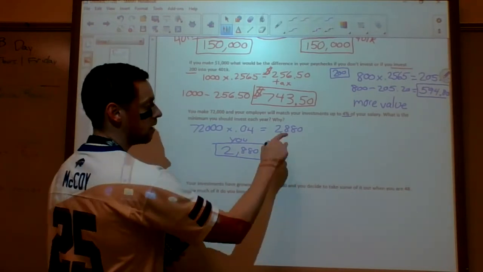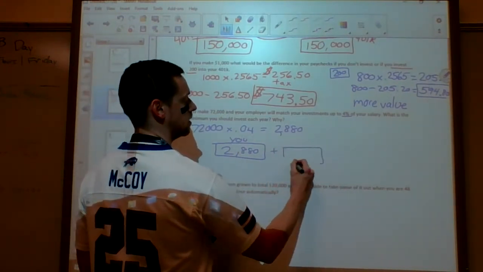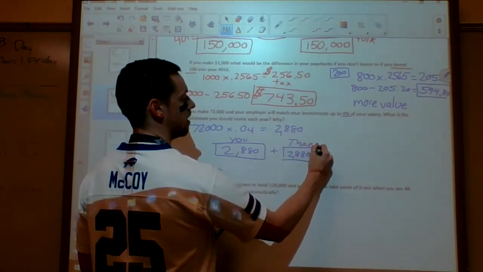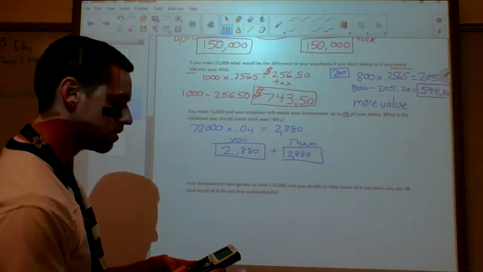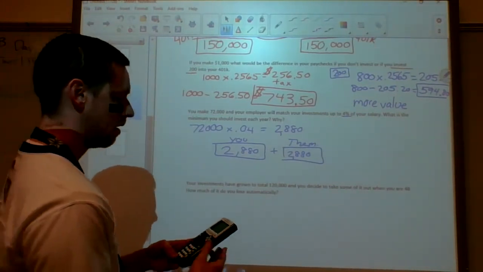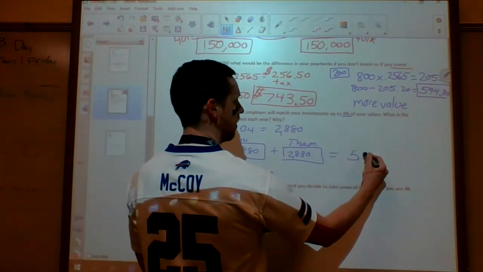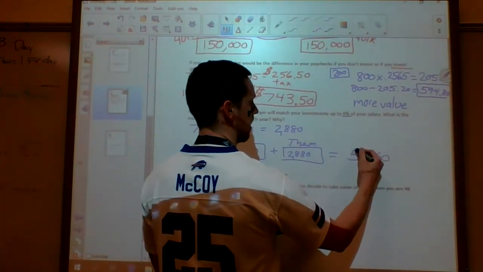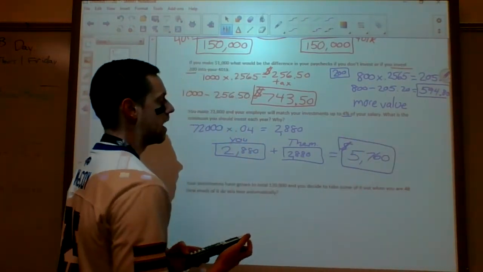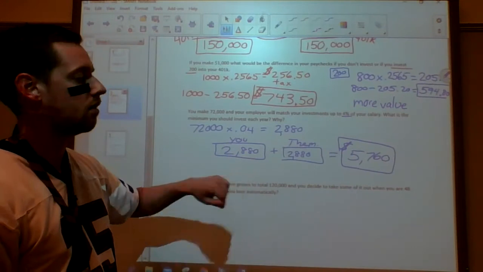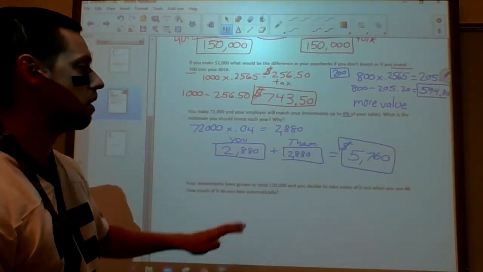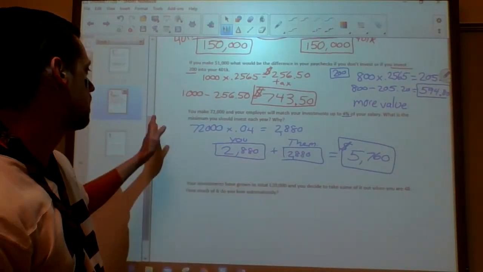Why should you do that? Because they'll match it then. They'll give you an extra $2,880. So if I take that and I double it, $5,760 is in my retirement account. I only had to put $2,880 of it there. So always try to get the most out of your company if they are going to match something.